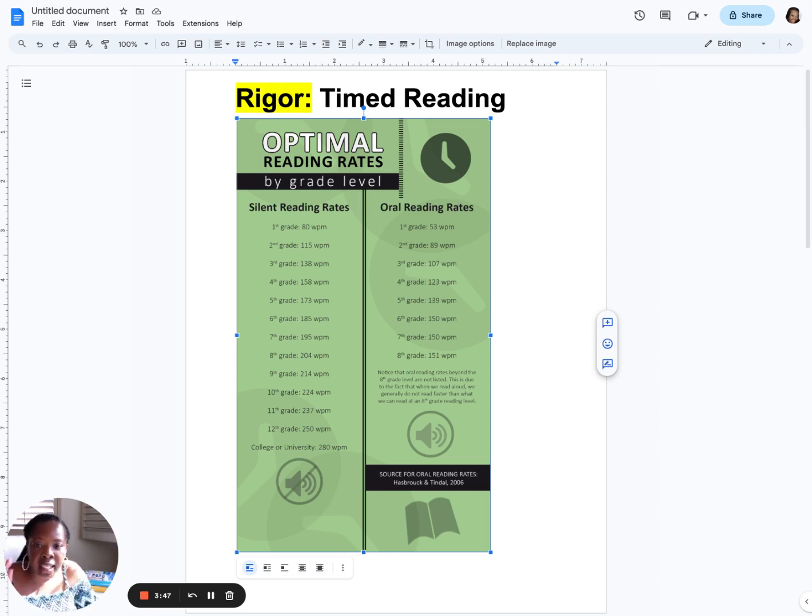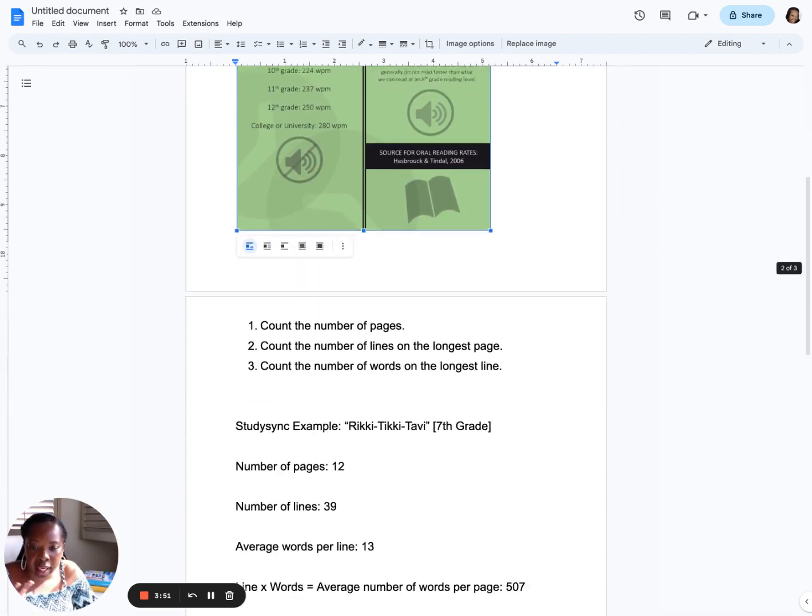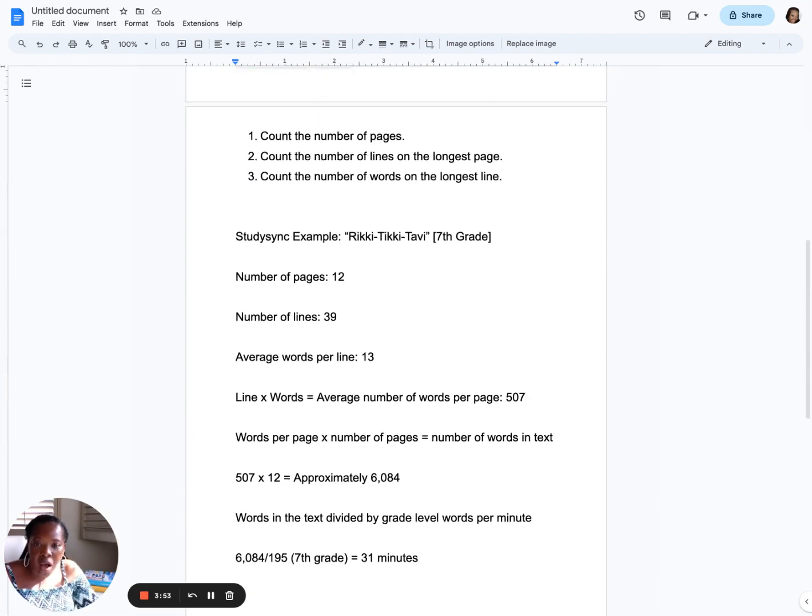So I just gave you the why. Let's take a look at the what and the how. First, you take your story. You can take any text. If your students are reading a class novel, I did this when I was teaching 11th grade and my students were reading Their Eyes Were Watching God. Let's say I need to figure out how long it is going to take them to read chapter 1.